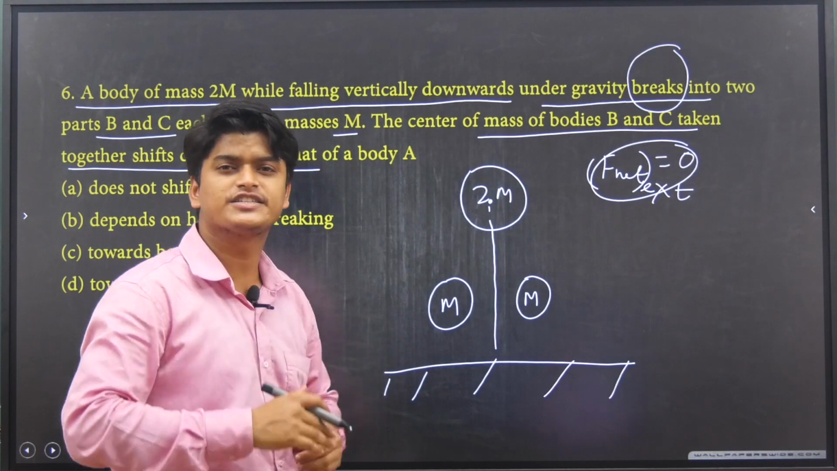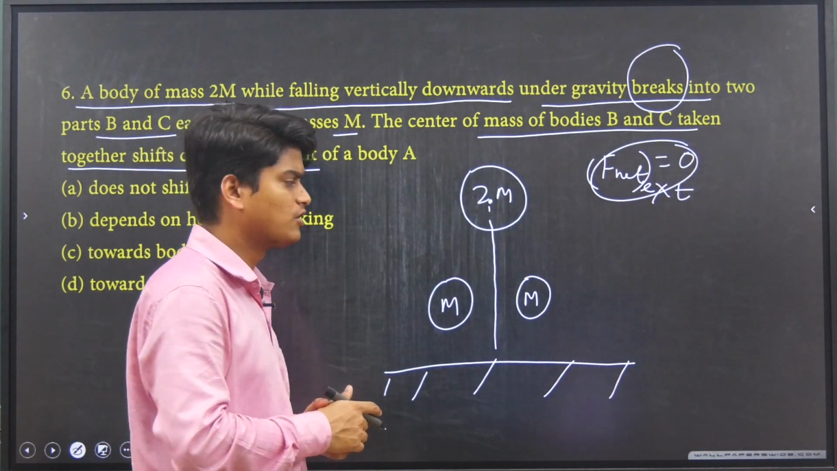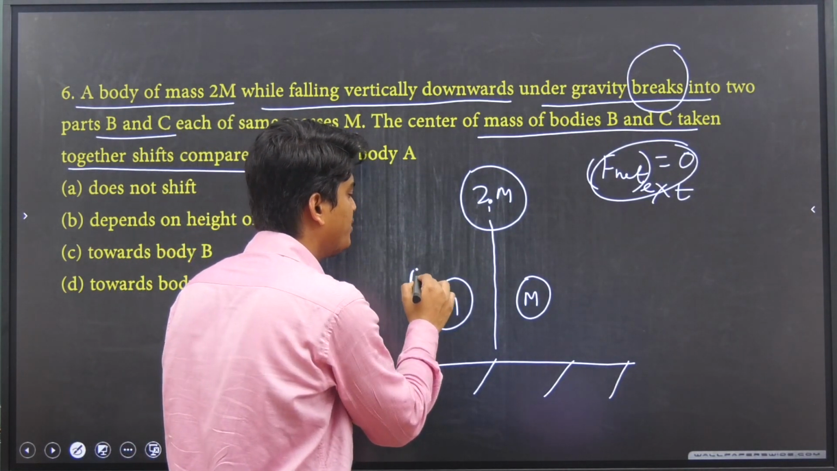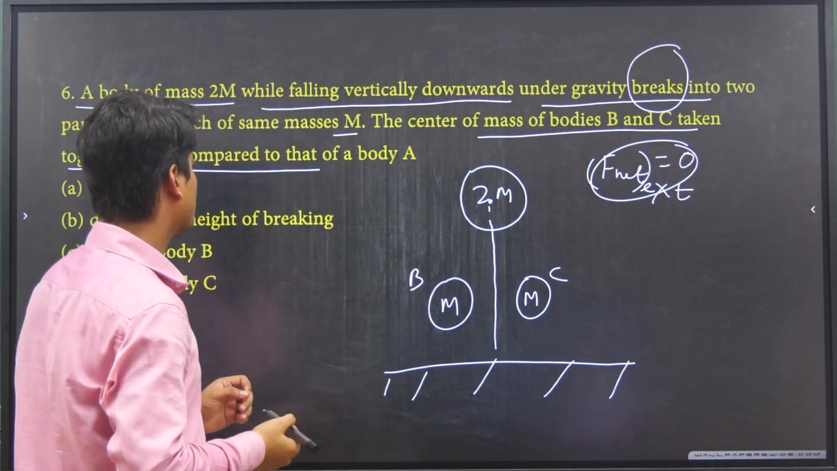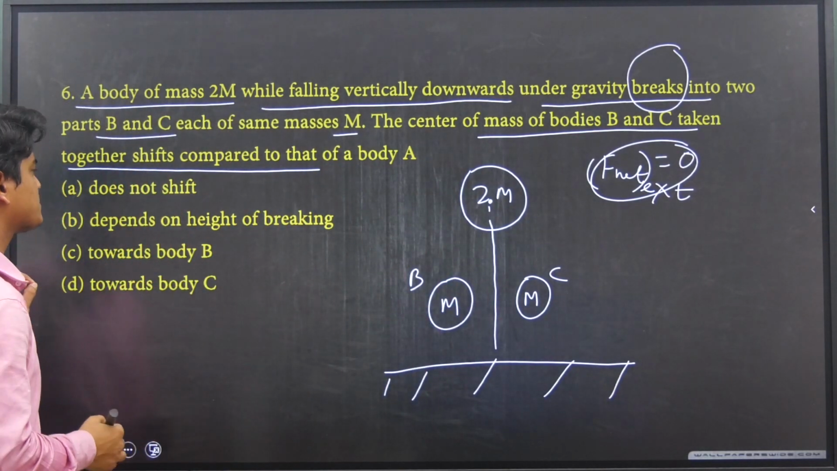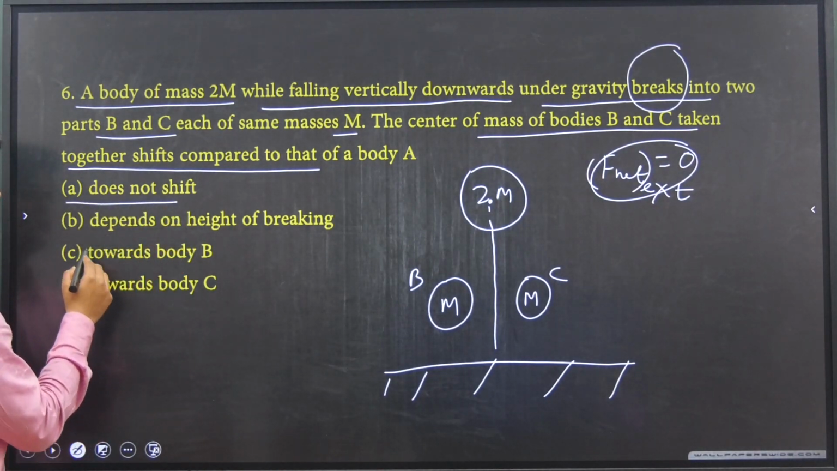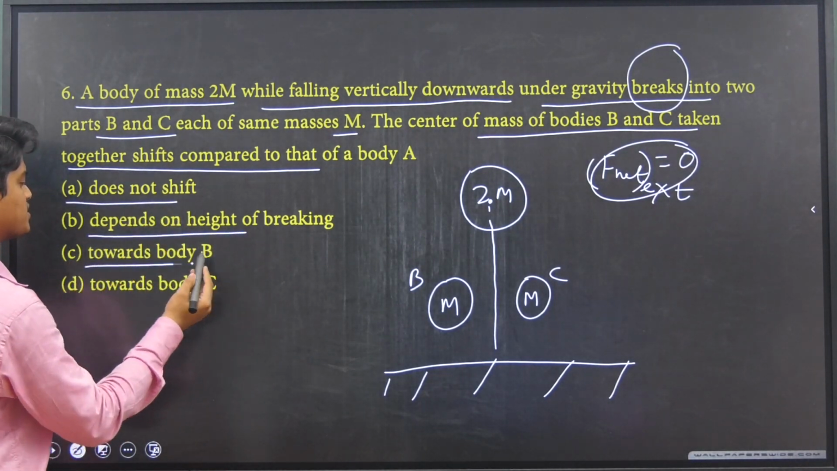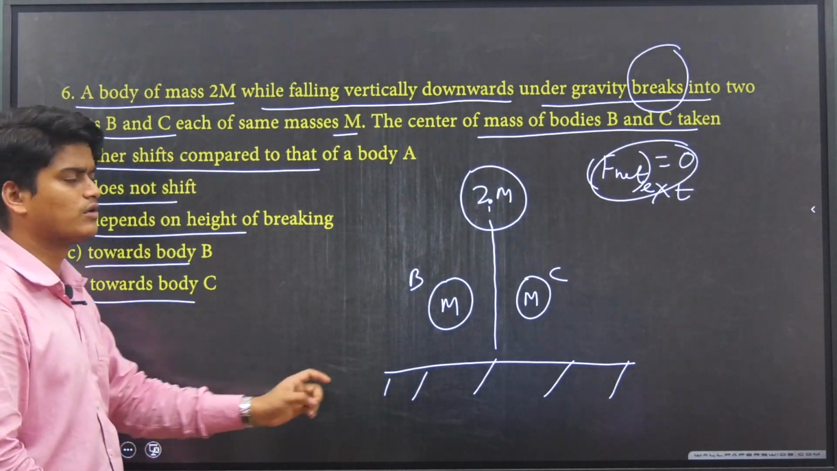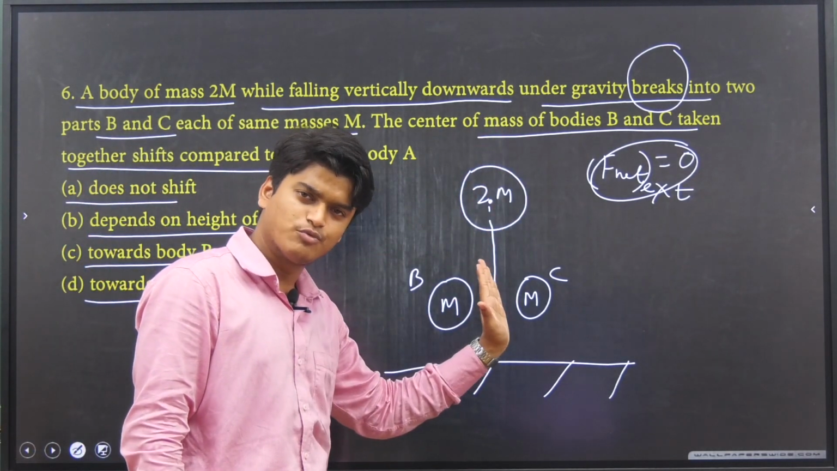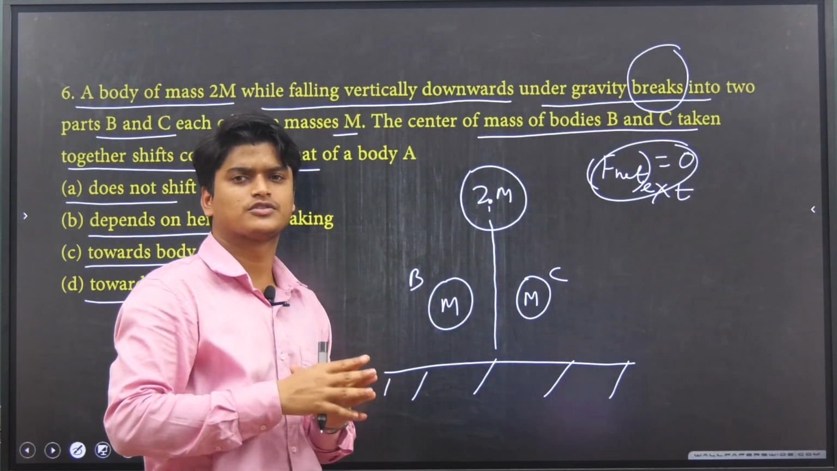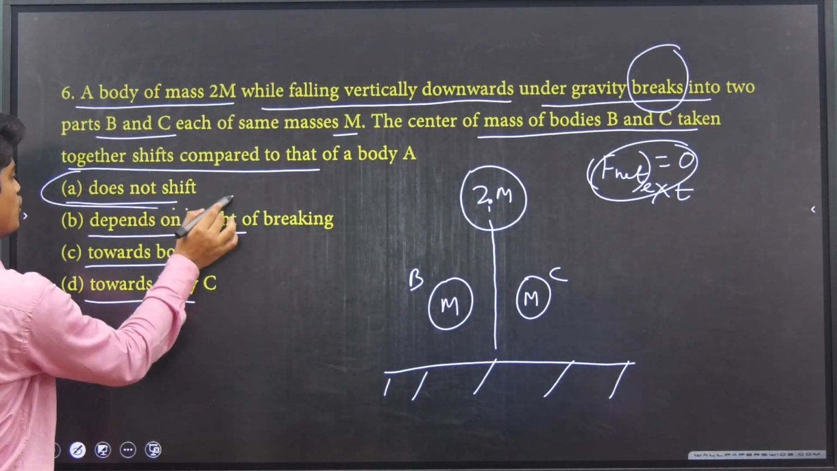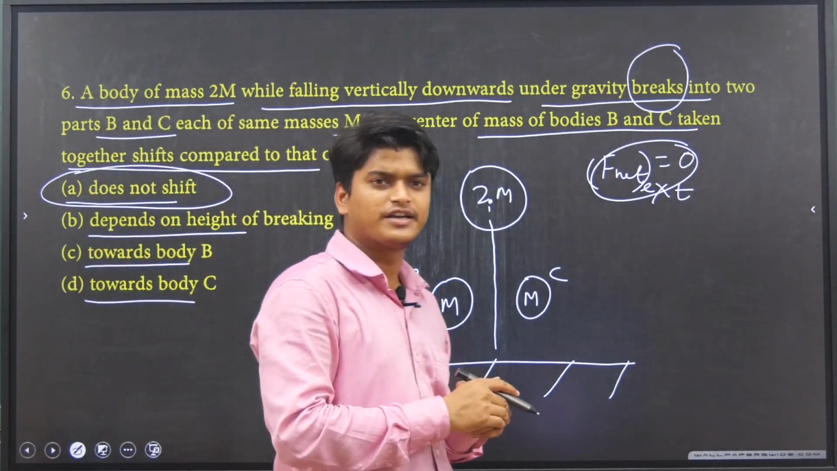So there will be no change in the path of the center of mass, or it will not shift towards B or towards C. I hope you understand. Now come to the answers. Here they are asking: does not shift, depends on the height, towards B, towards C. What I told previously: straight line moving means after breaking it will also move in a straight line. So no change. So what is the answer here? Does not shift. I hope everybody understands.